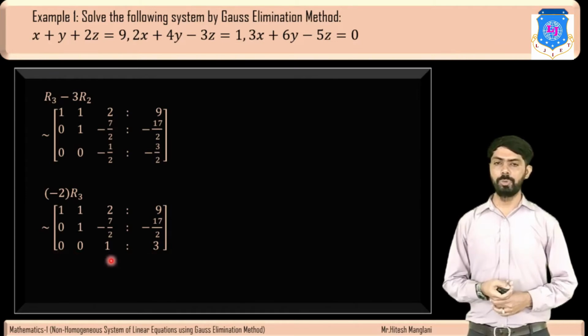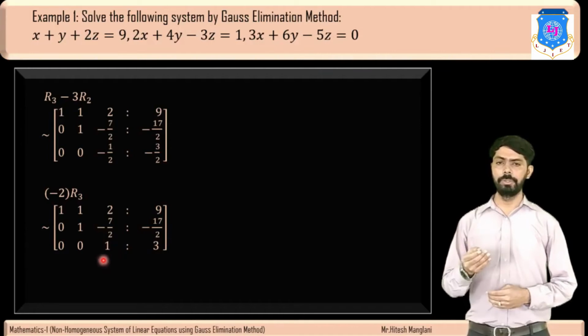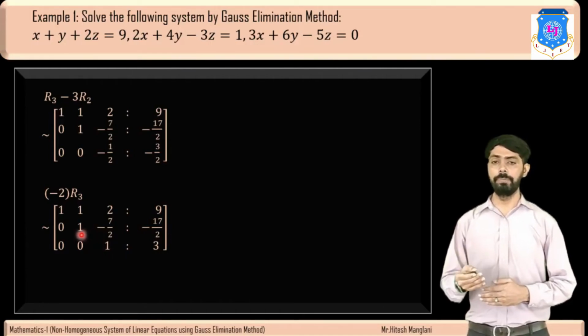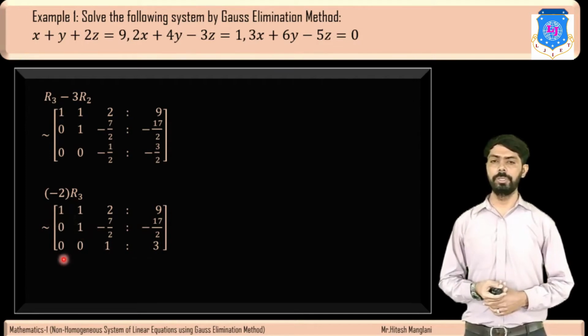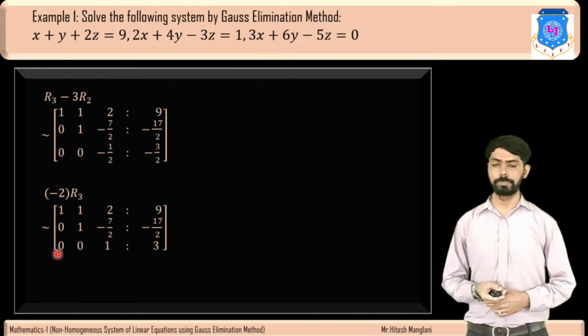Here, as you can see, this matrix is said to be in row echelon form, because all the properties of row echelon form are satisfied. The leading 1 of the third row is to the right of the leading 1 of the second row, and in the same way the leading 1 of the second row is to the right of the leading 1 of the first row. So we can say that this matrix is in row echelon form.